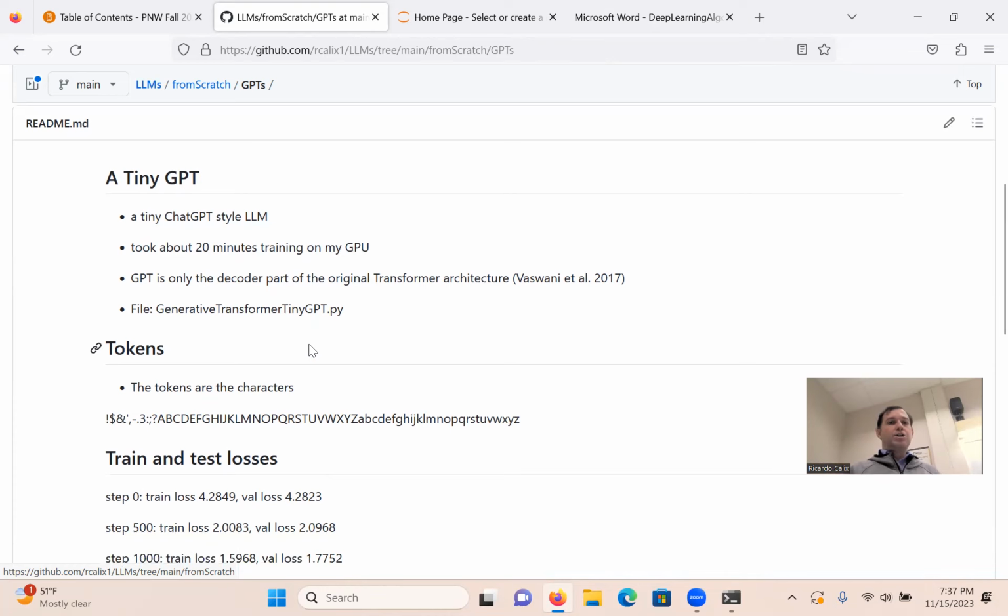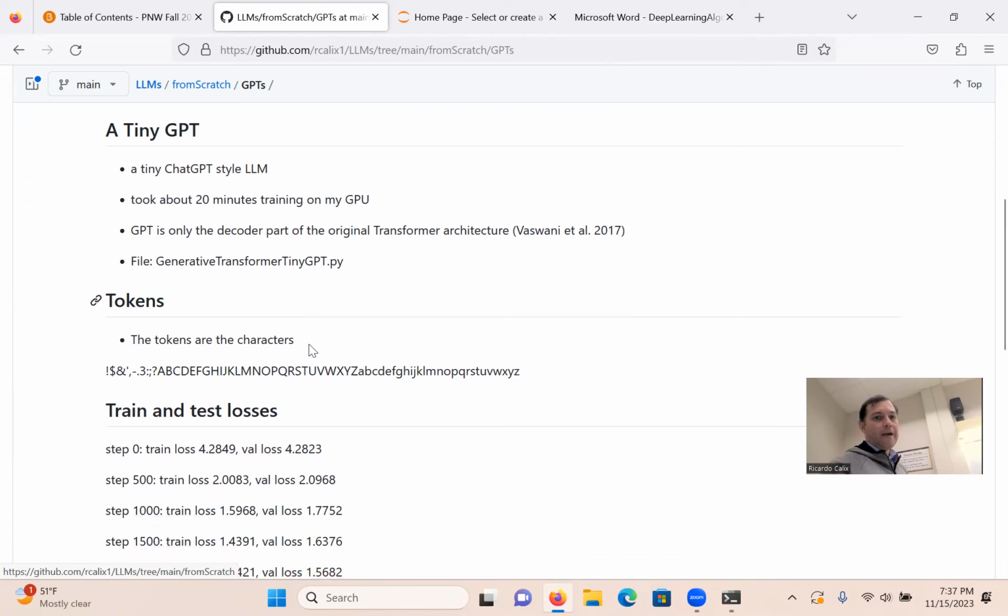All right. GPT is only the decoder part of the original transformer architecture. So hopefully that's clear. That's definitely a question on the exam. So make sure you are clear on that one. The file in question is generative transformer tiny GPT.